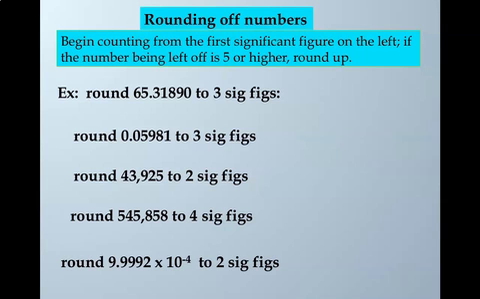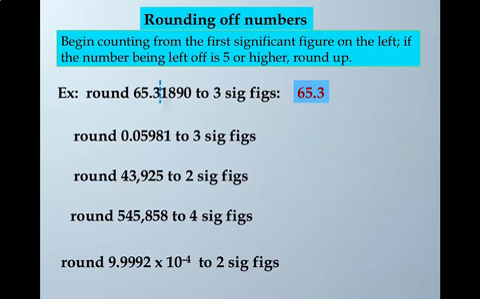So if we look at the first one, it says round 65.31890 to 3 significant figures. So first I'm going to draw my line. I'm looking for the first 3 numbers, so I have 6, 5, and 3, and I'm going to drop off everything after that. Okay, then I'm going to look at the next number, which is a 1, so I round down. So that's just going to be 65.3.